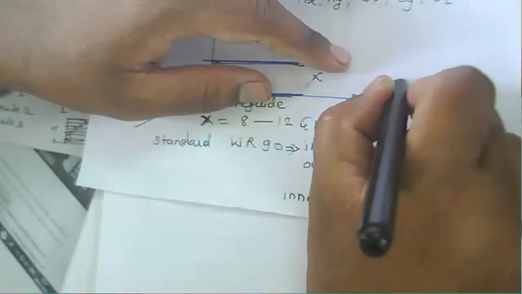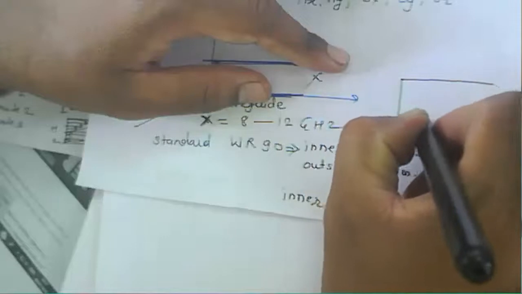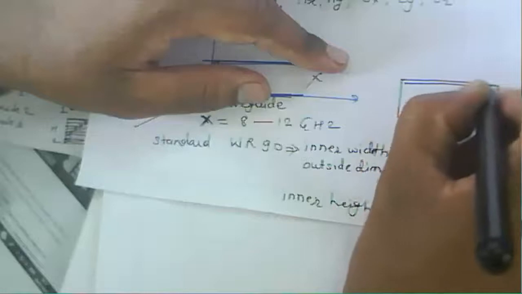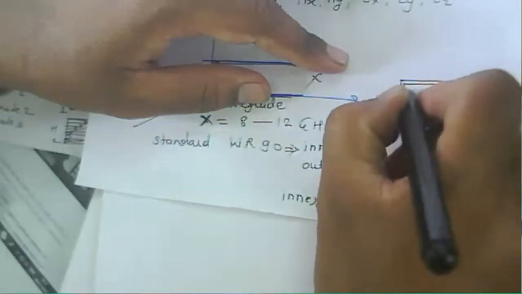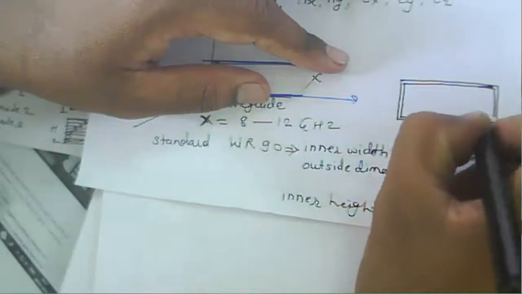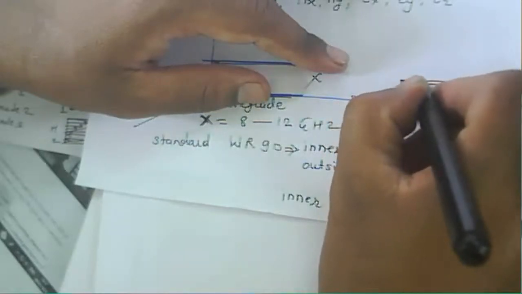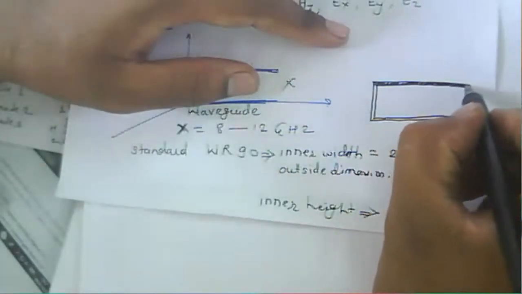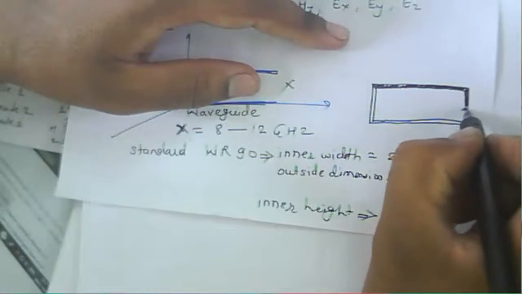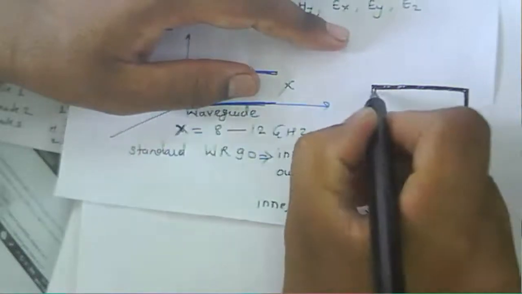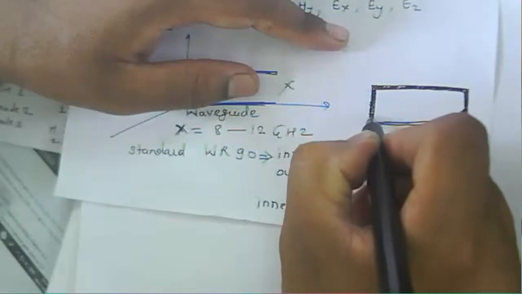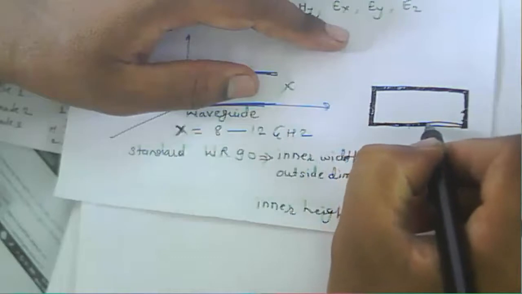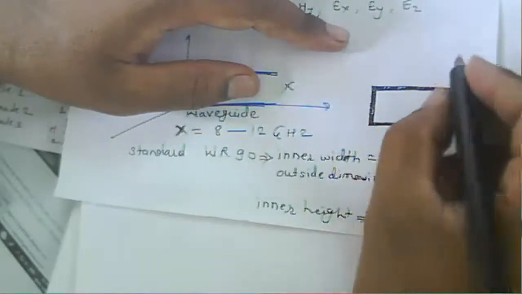Generally, we say a rectangular waveguide is a metallic one. It is rectangular, and the internal wall is conducting. This is nothing but an internal surface, and this is about the size, the internal size.